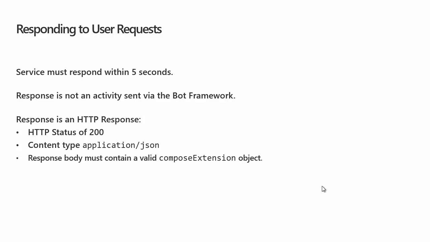So you need to send an HTTP response directly from your controller that must have a status of 200. The content type must be of application/JSON. And then the response body has to be a valid compose extension object. And remember, the Microsoft Teams connector NuGet package has those base objects that you can then call the serialization on to compose a valid object. But again, remember, this is different. You're sending an HTTP response instead of posting a message back to the bot framework.